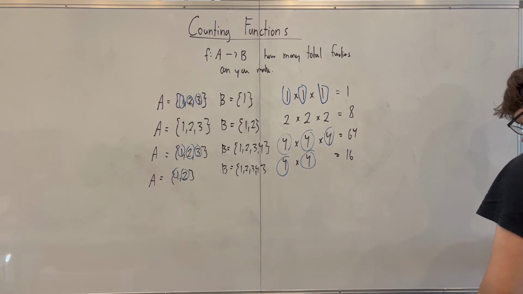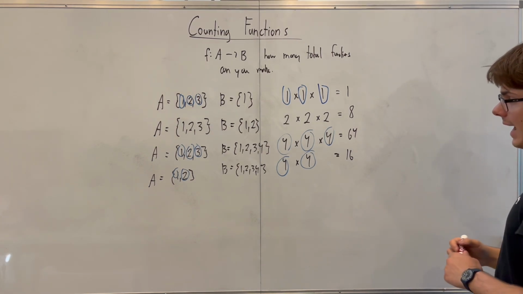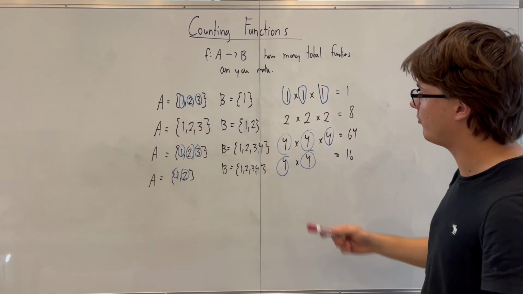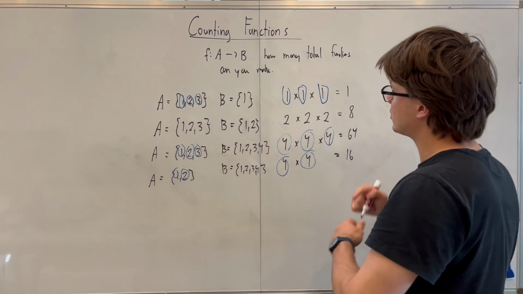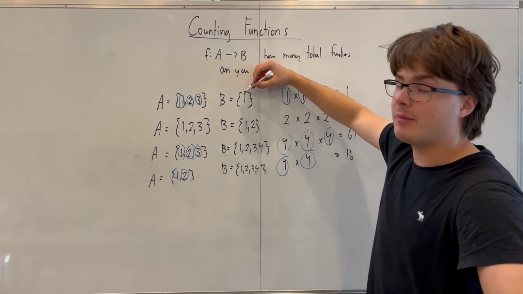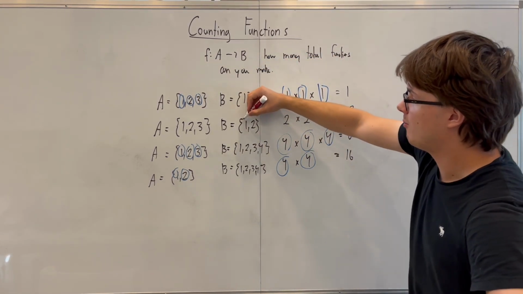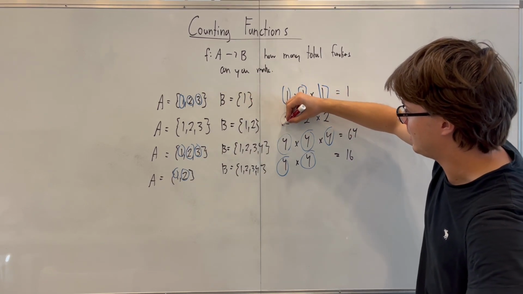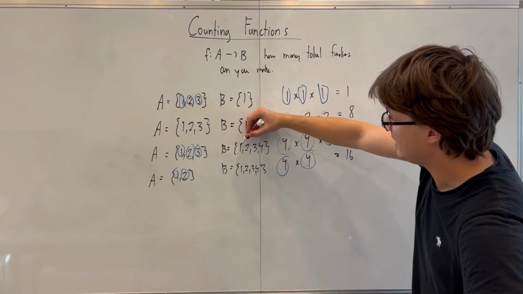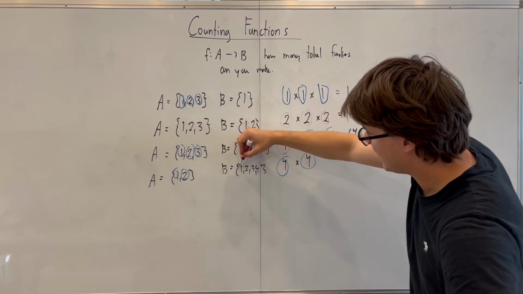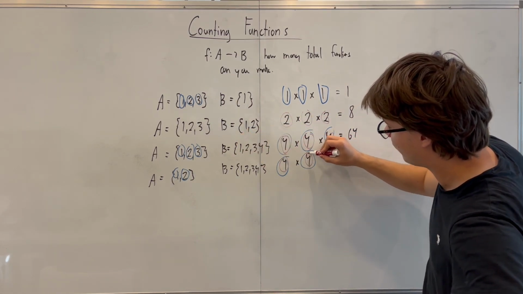Then, what do we notice? Well, we notice the actual numbers themselves, right? 1, 2, 4, and 4 are actually equal to the number of elements in our B. So B only has 1 element, so each of these is going to be 1. B here has 2 elements, so it's going to be 2. B has 4 elements, so we're going to get a 4. And B has 4 elements, so we're still having 4s.